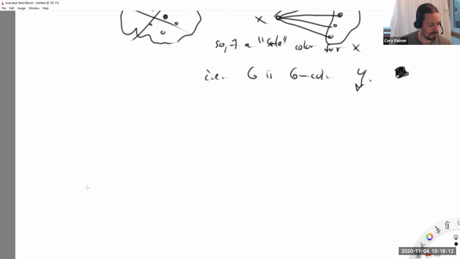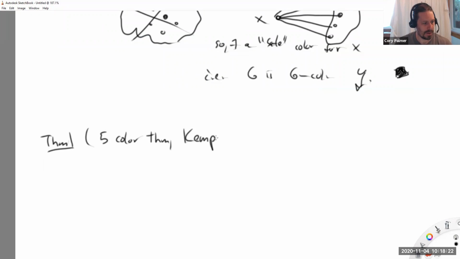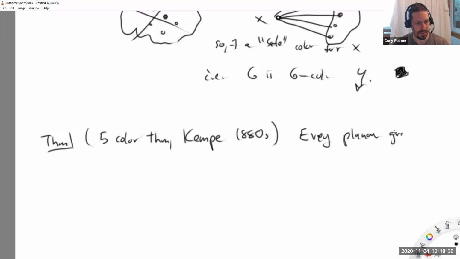Theorem. I'm going to name it. This is called the 5 Color Theorem. It's by someone called Kempe. I don't know, it's 1880s maybe. I don't usually include this information, but yeah. Every planar graph is 5-colorable.